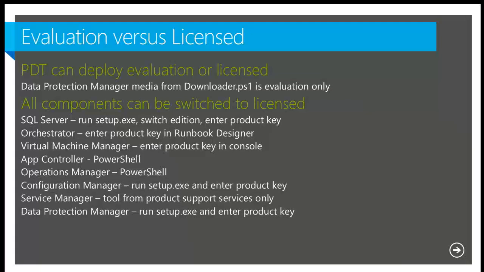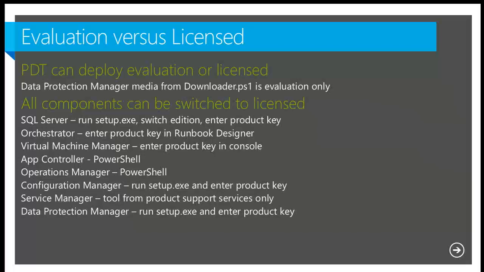Two things to note on there. The DPM media that's downloaded by the downloader is eval media, so you can't use that and install it initially in license mode. You can switch it to license mode after the fact, but the installation has to be in eval mode. So if you give it a product key, it will fail. If you want to initially install licensed DPM, just replace that with your volume license media and it'll work.